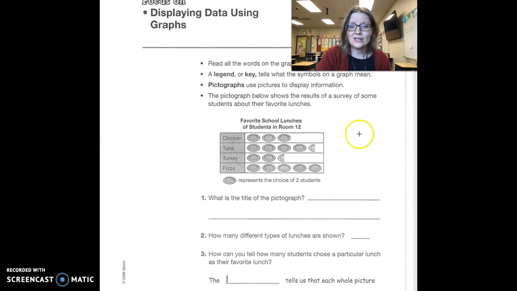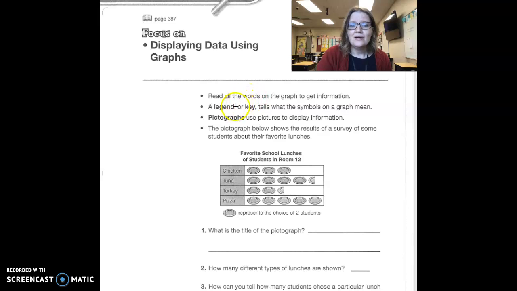One of the things that you need to do is understand some of the vocabulary. A legend or a key is what the symbols of a graph mean. In this instance, right here this would represent our legend or our key. And because of this information, we know that each plate for this pictograph represents 2 students. So the title of this pictograph is Favorite Lunches of Students in Room 12. And I'm thinking these people are kind of special based on the fact that tuna is almost as popular as pizza. But we'll keep going.